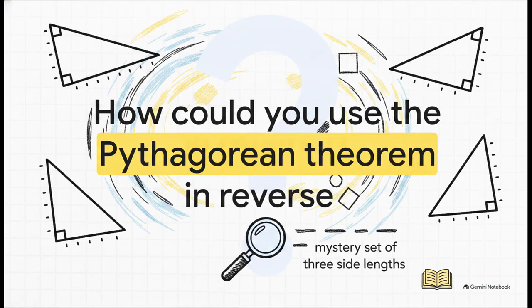You've done an awesome job mastering how to find those missing pieces today, but I want to leave you with a bit of a provocative thought to chew on. How might you use these exact same algebraic tools but in reverse? Could you use them to prove whether a mystery set of 3 side lengths actually forms a right triangle at all? Pondering that is going to set you up perfectly for your next big geometry challenge.